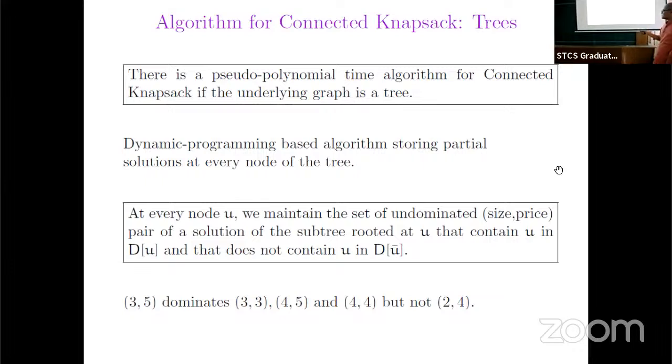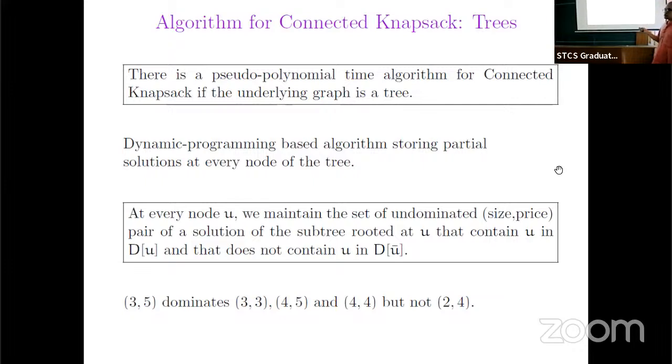I think the dominating makes sense: if you have a set with size 3 and price 5, it does not dominate this set because its size is small, but the price is also small. That's fine. But it dominates this one also, right? The price is small, but the size is small. So I only store undominated pairs, undominated solutions for the solutions in the subtree.